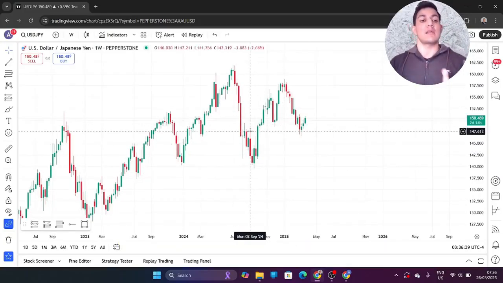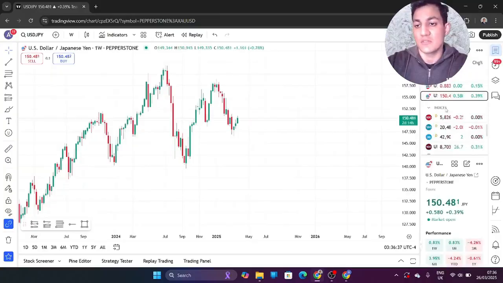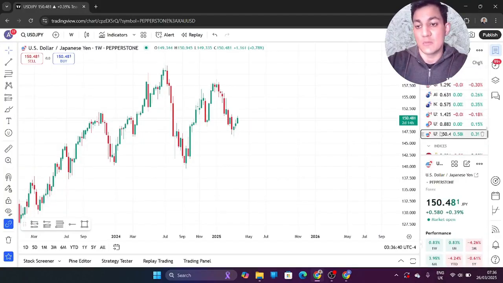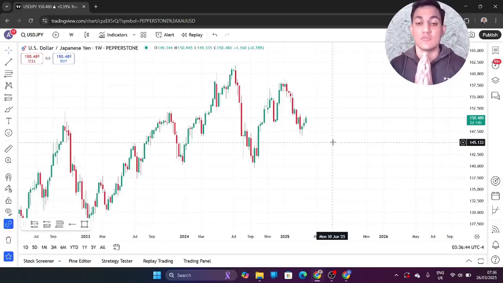Now, this example right here on dollar yen is the hardest example I can give you, right? I went through all my watch lists, I scrolled through each and every single pair, and USD JPY by far is the hardest example. So if you can understand this, you will understand literally any pair, any asset, anything that you trade.